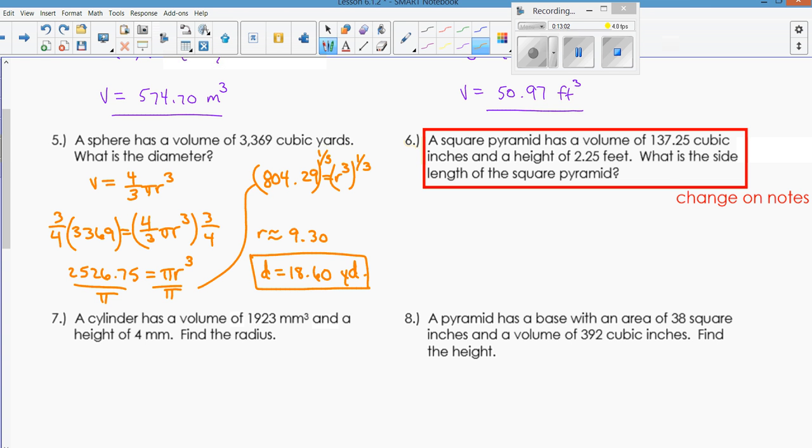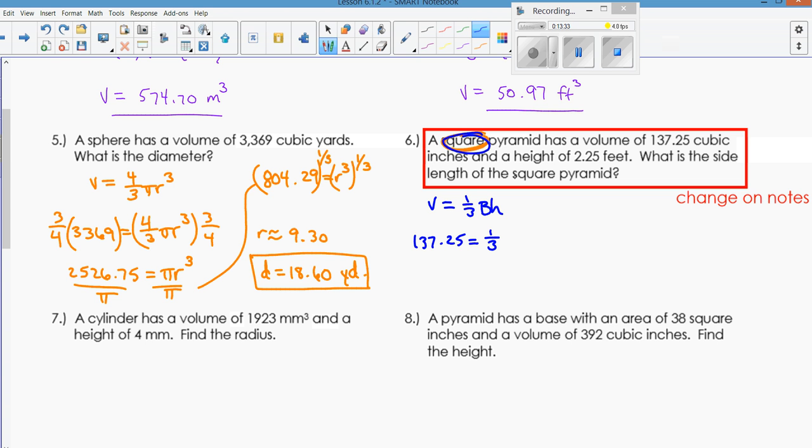A square pyramid has a volume of 137.25 cubic inches and a height of 2.25 feet. What is the side length of the square pyramid? Okay, so we're told that it's a square pyramid, so that tells us a couple things. First of all, it tells us what the shape of the base is, and it tells us that we're talking about a pyramid, which means that we're doing 1/3 area of the base times height. Okay, now we know that the volume is 137.25.